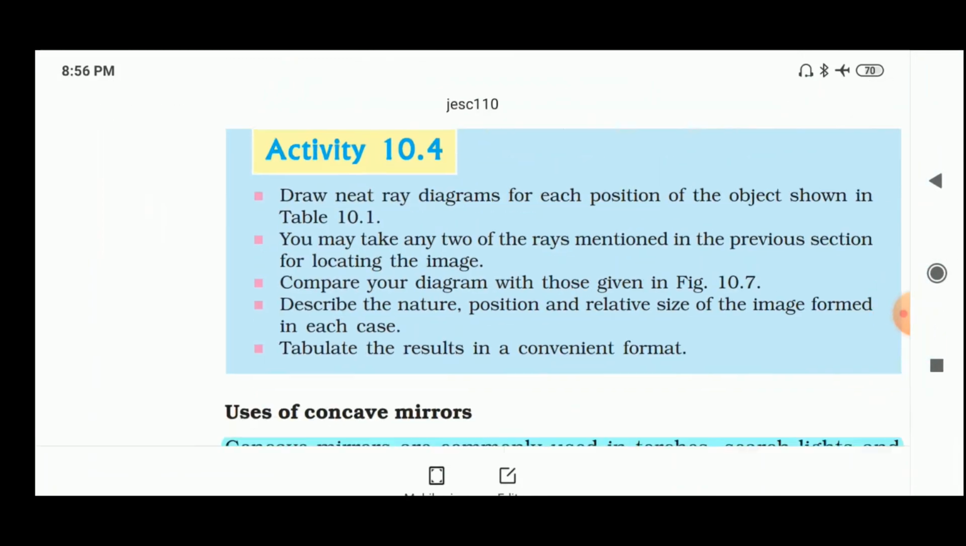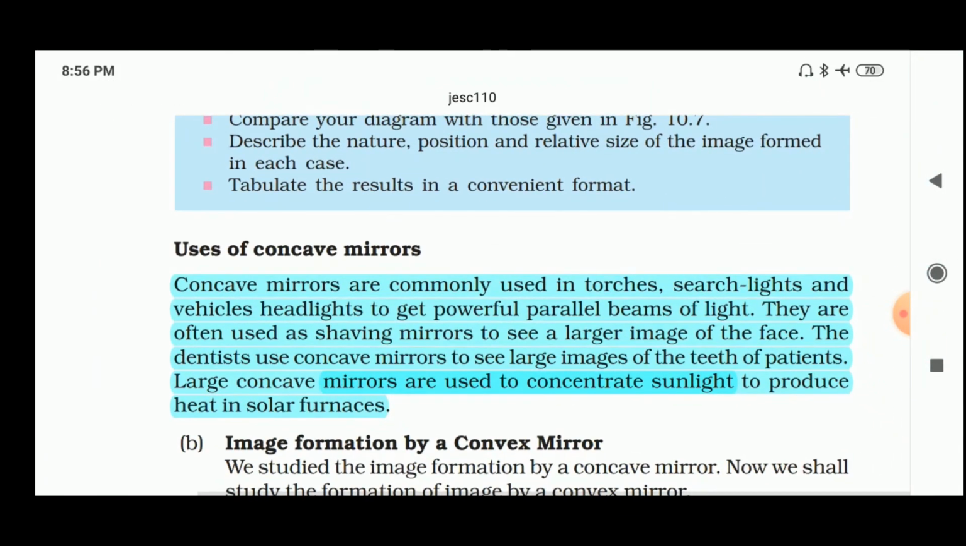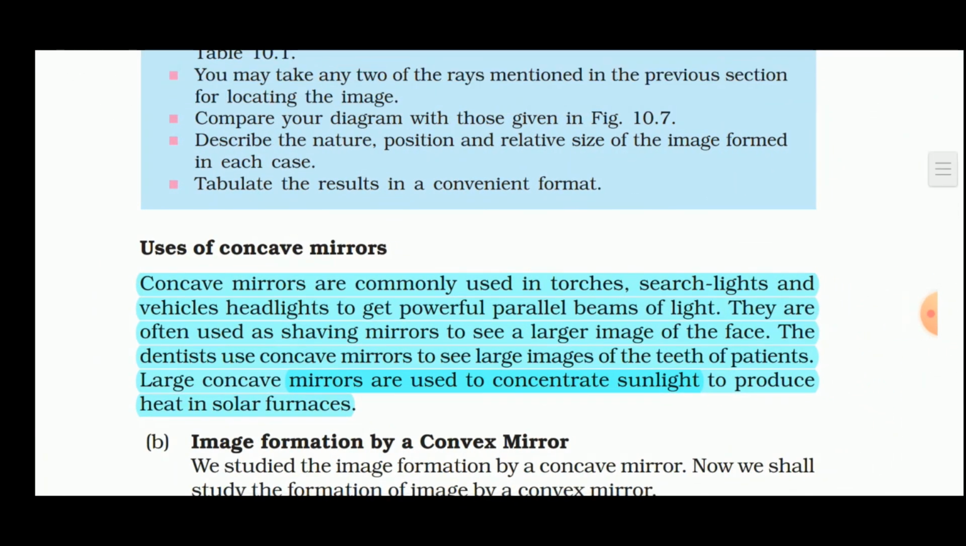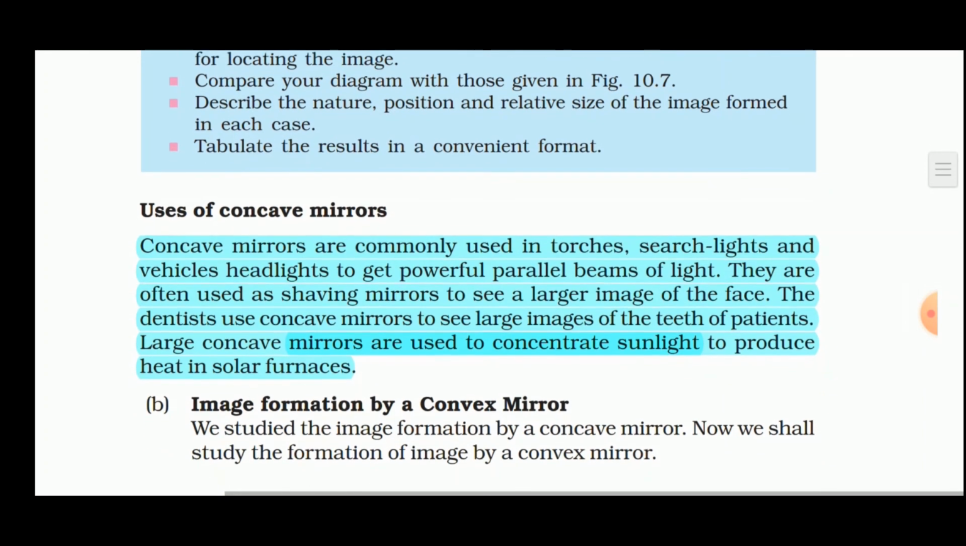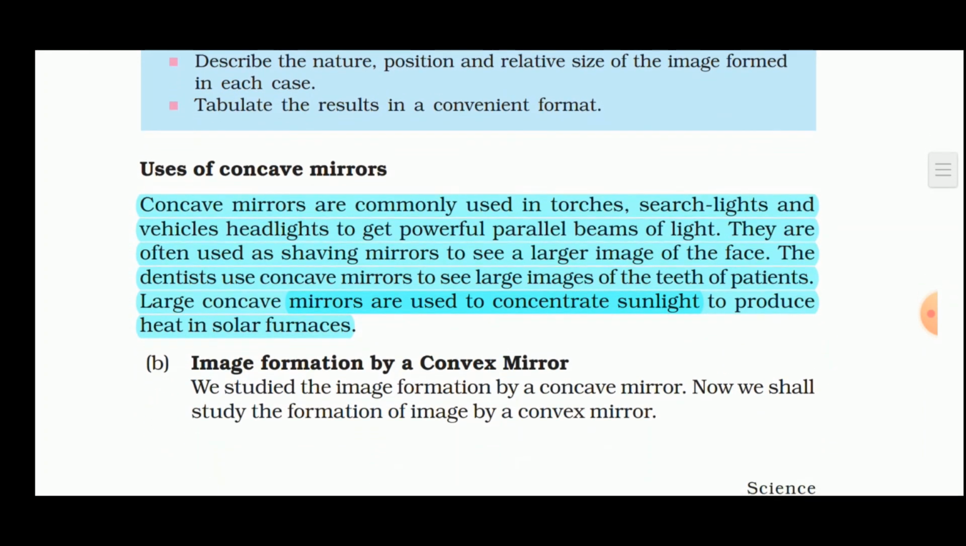Now, what are the uses of these concave mirrors? Concave mirrors are used in torches, searchlights, and vehicles' headlights to get a powerful parallel beam of light. They are also used in shaving mirrors. They are used by dentists to get a large image of the teeth of patients. Large concave mirrors are also used to concentrate sunlight to produce heat in solar furnaces.